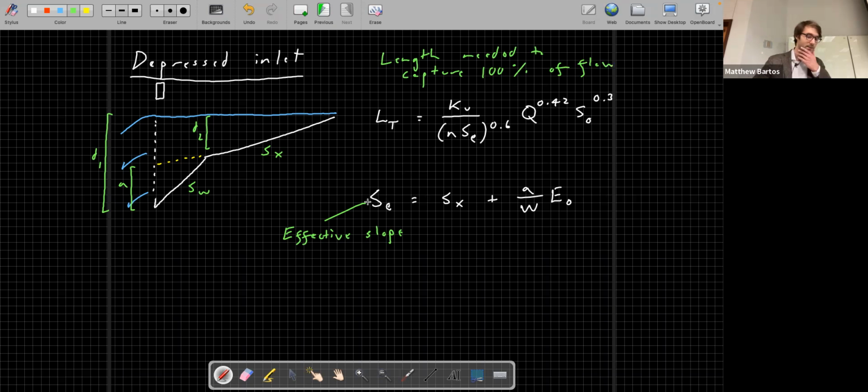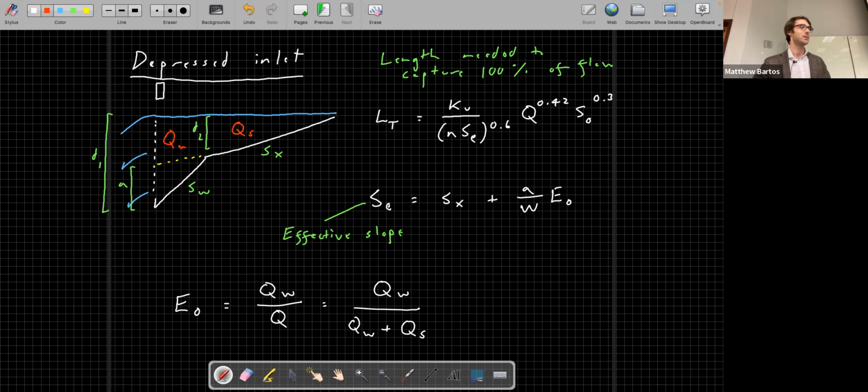And this E naught is essentially a ratio of the flow in the depressed section to the total gutter flow. So E naught is equal to Q sub W over Q, which is equal to Q sub W over Q sub W plus Q sub S. Let me just write these out. Q sub S is the discharge in this portion. Q sub W is the discharge in this portion.